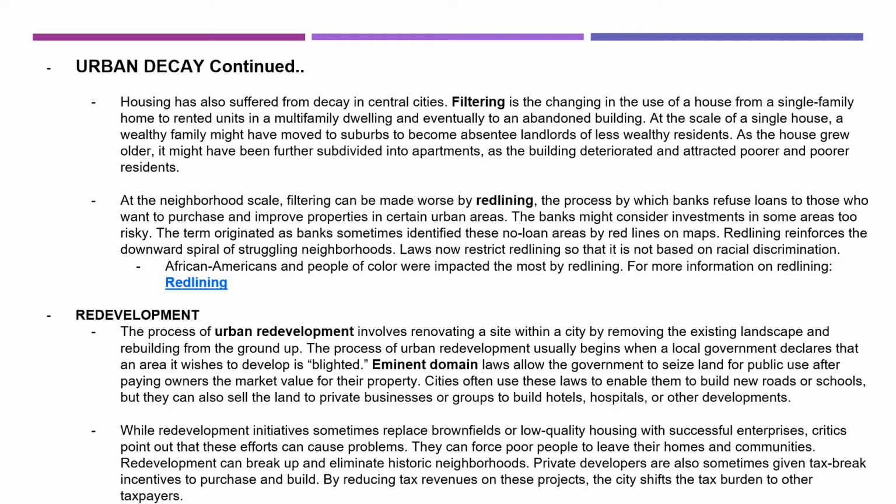At the neighborhood scale, filtering can be made worse by redlining, the process by which banks refuse loans to those who want to purchase and improve properties in certain urban areas. The banks might consider investment in some areas too risky. The term originated as banks sometimes identified these no-loan areas by red lines on maps. Redlining reinforces the downward spiral of struggling neighborhoods.